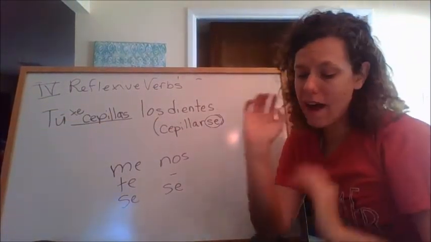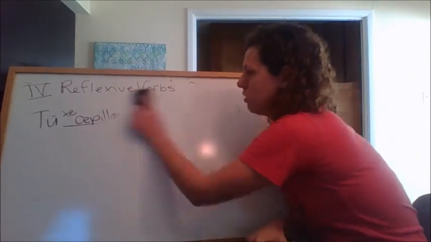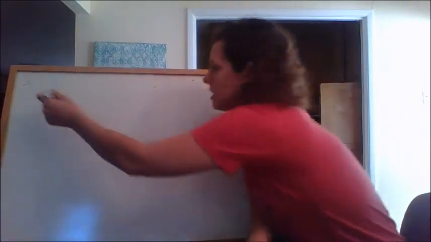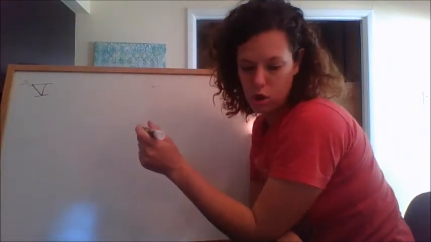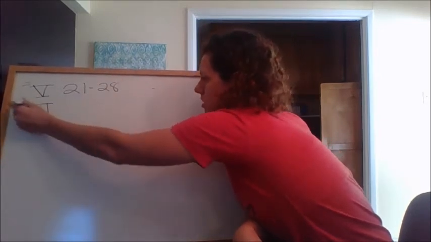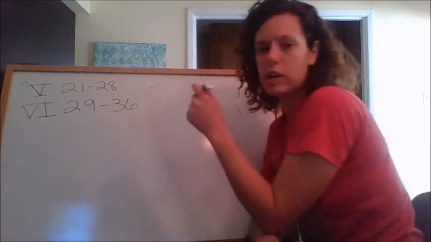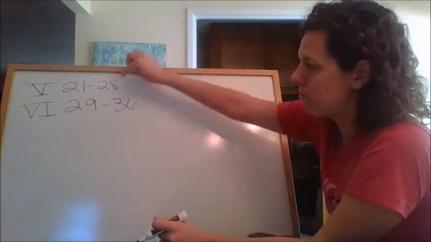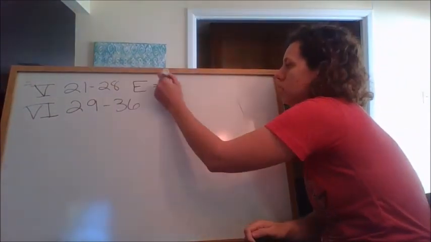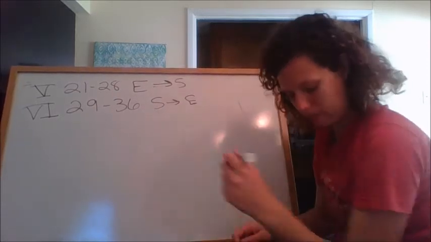All right, part 5 and 6. I'm not going to do another example of this because I think this is kind of self-explanatory. Part 5 is 21 to 28, and part 6 is going to be 29 to 36. Those are both translations. So part 5 is English to Spanish, and obviously part 6 is going to be Spanish to English.